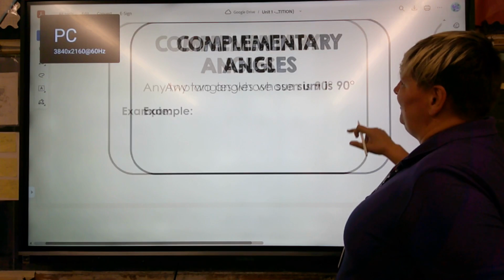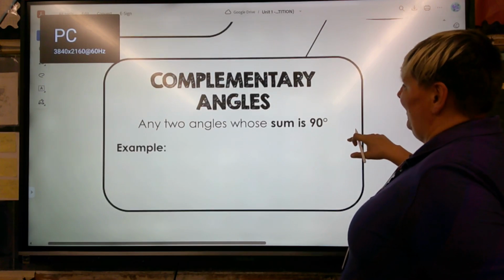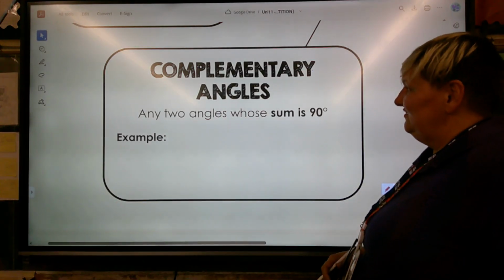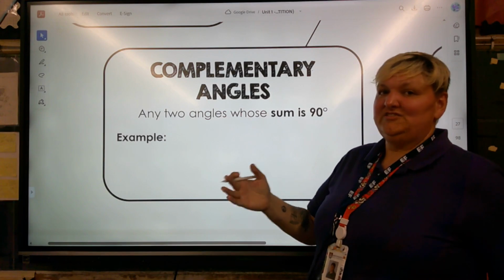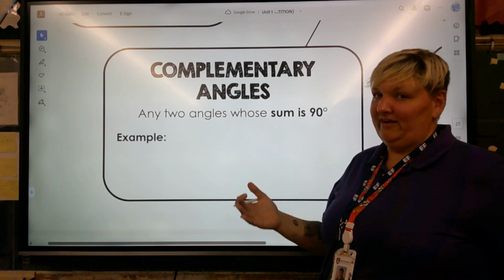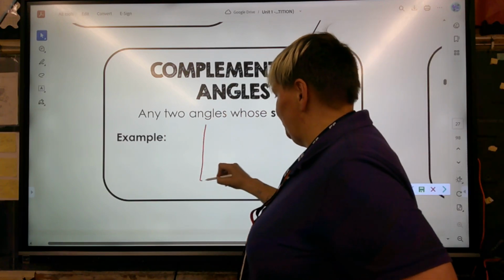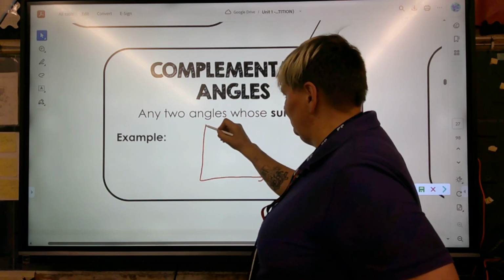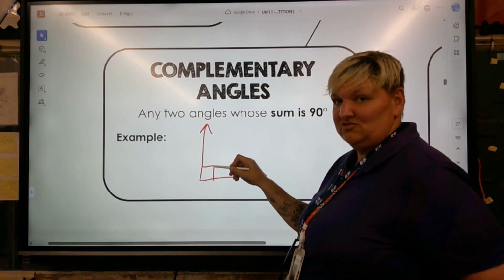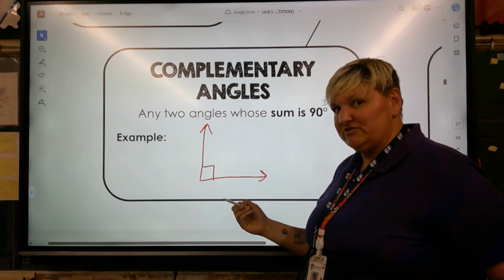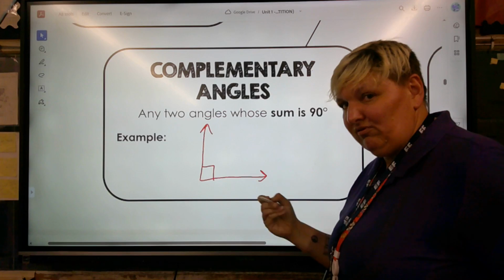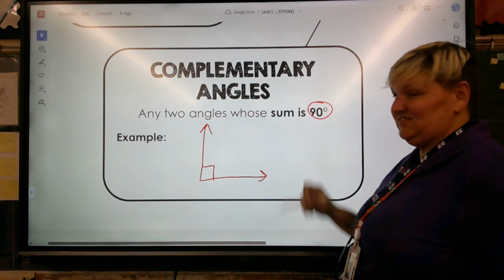Then we have complementary angles. Any 2 angles whose sum is 90 degrees, meaning any 2 angles that when combined create a right angle. So suppose you have a right angle. This is how you know it's a right angle. It has a little square. If it tells you it's a right angle, then put the little square. It tells your brain it's a right angle. A right angle has to be 90 degrees.